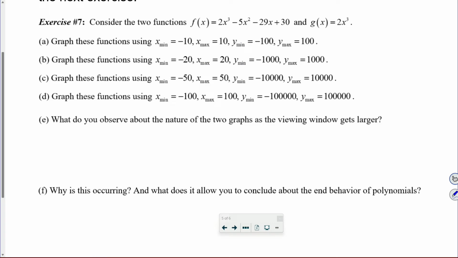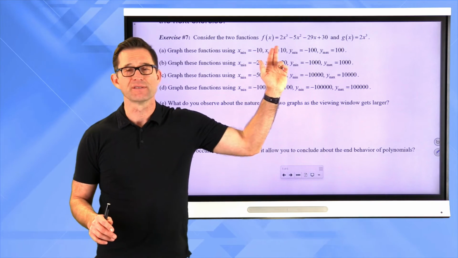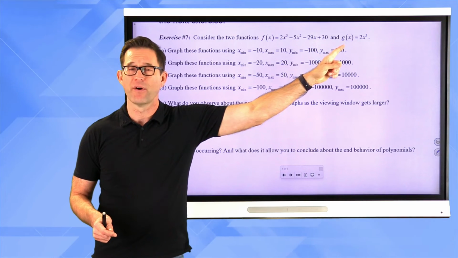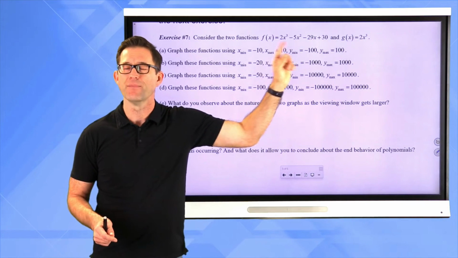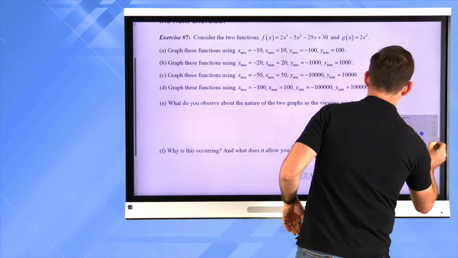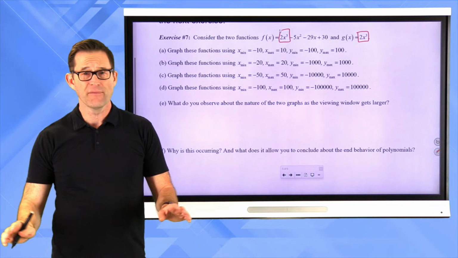Consider the two functions f of x equals 2x cubed minus 5x squared minus 29x plus 30, and g of x equals 2x cubed. Now let me be very clear before we even get to this: f of x is just a stock polynomial. g of x is a power function. f of x is not a power function. But they obviously share something in common. They share this particular term. But they're definitely different.